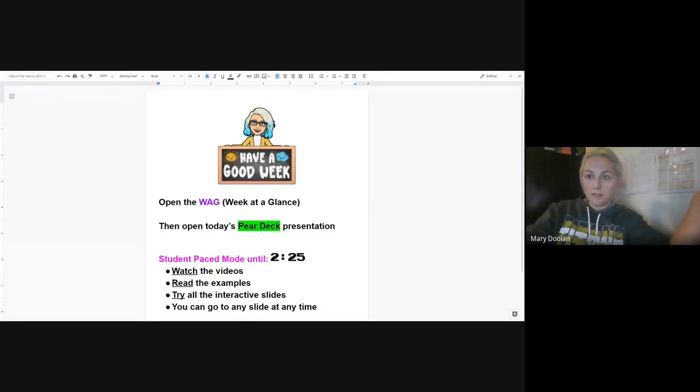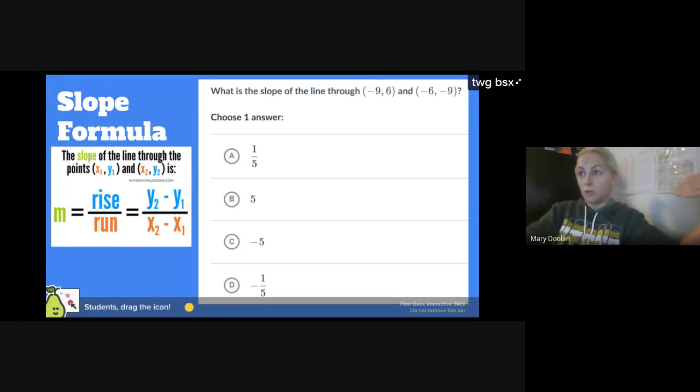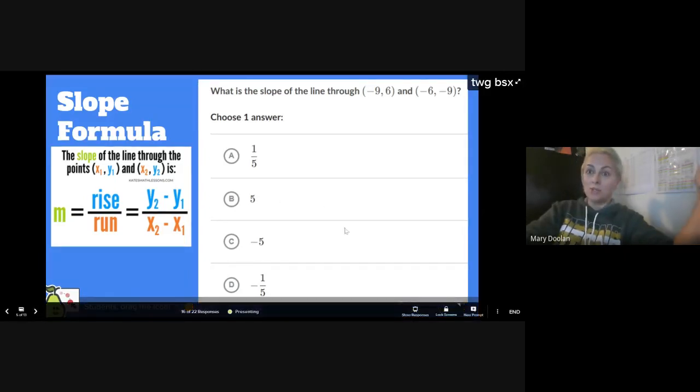2:25. So what we're going to do now is go over the correct answers, share some of your answers. I'm going to turn off student pace for a minute, and I'm going to have everyone come back to the Google Meet tab. So if you are in the Pear Deck tab right now, just leave it, but come back to the tab with our Google Meet, because I'm going to be going over all the correct answers, showing some of your work, and explaining how you do some of this stuff.